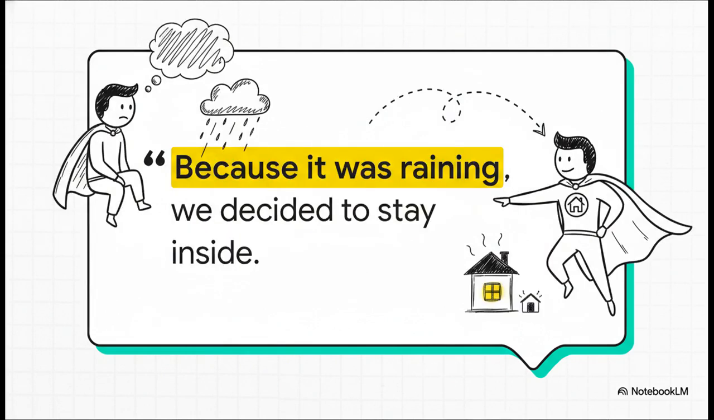Let's try one more. Because it was raining, that's our sidekick, an incomplete thought that explains a cause. And the superhero that completes it? We decided to stay inside. Boom. Together, they form a perfect cause and effect statement in a single flowing sentence.